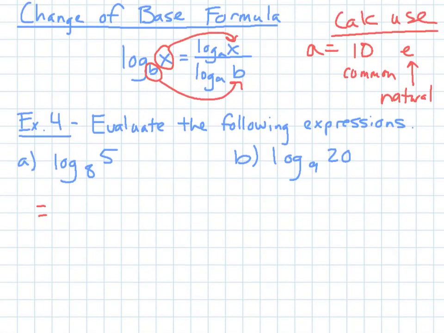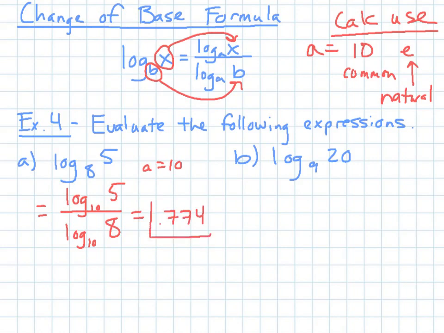Okay, so I want to be able to evaluate the following expressions. So for log of 5 base 8, here I want to take log of 5, and let's say my base is 10. So I'm going to say a is 10, and then log of 8 is going to be base 10 as well. So now I can use common log in my calculator and type that in, and it gets me 0.774. It doesn't say to round, so I can leave it like that if I'd like.